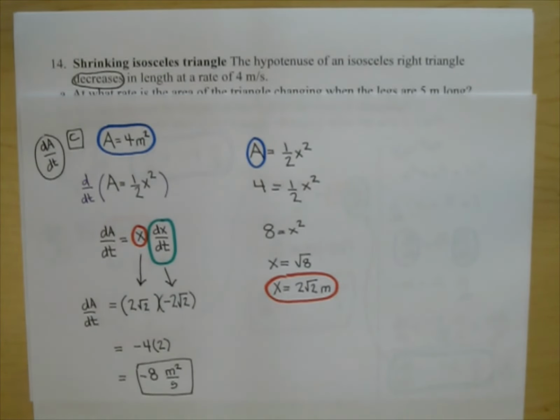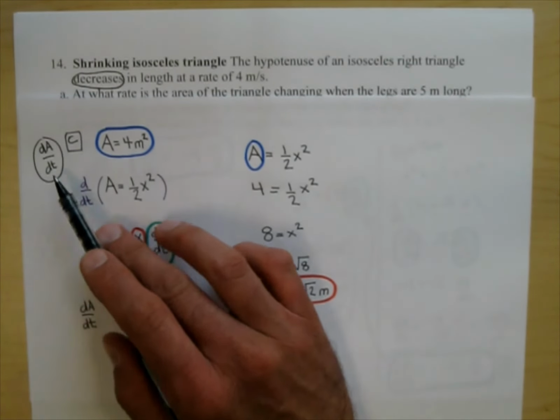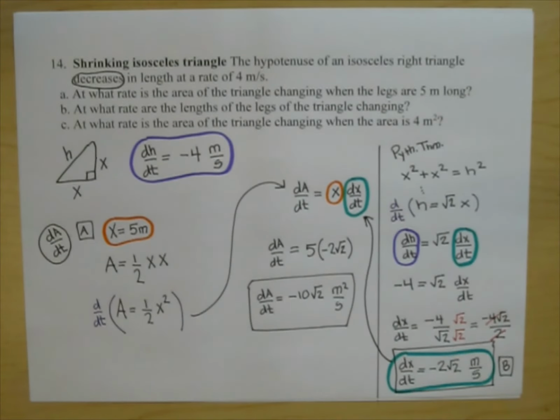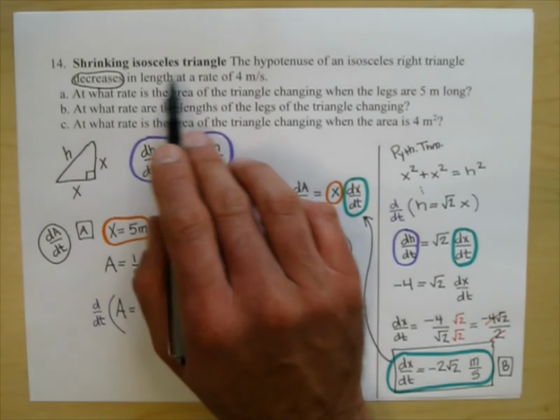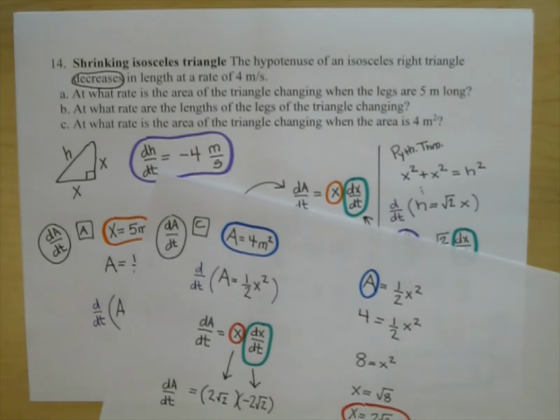This one's probably one of our tougher problems here because the x changed. But that's how you do problems like this. And notice all of our rate of changes that they ask us for. dA dt is negative. The x dt is negative. dA dt here is negative. They're negative because the triangle is shrinking. And so that is what we have.